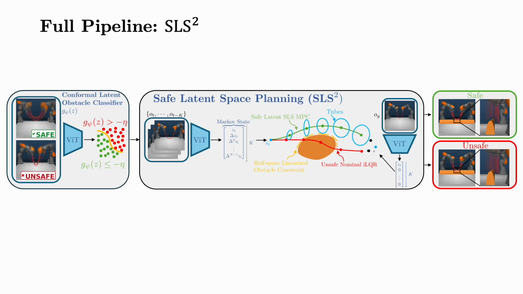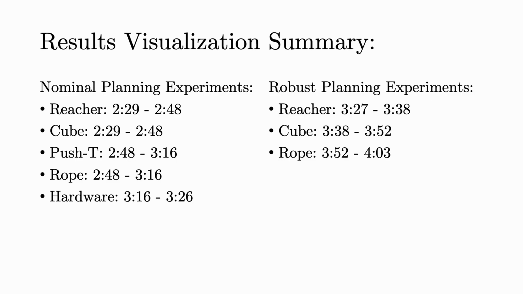We evaluate two versions of our approach: nominal gradient-based MPC and robust MPC. In the nominal case, the key contribution is our Markovian latent world model, which creates an optimization-friendly latent dynamics model for long-horizon ILQR planning. In the robust case, we extend this planner with learned latent safety constraints, conformal calibration, SLS reachable tubes, and constraint tightening, so constraints remain enforceable under imperfect latent dynamics. Below, we provide timestamps for each result in this video.